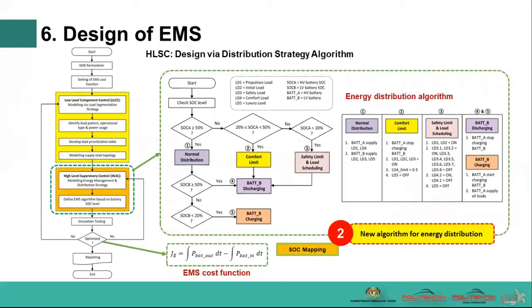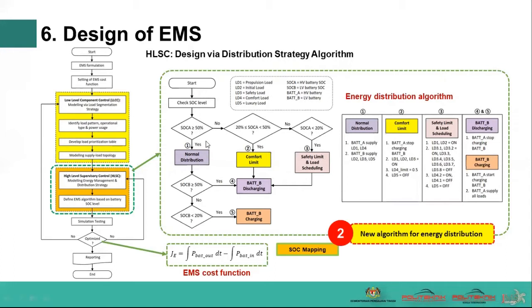Okay, the next step is the high level supervisory control via distribution strategy algorithm. The concept in this algorithm is that the lower the capacity of available energy, the stricter the energy rule will become. High level supervisory control will turn on and turn off the load based on the level of battery SOC.